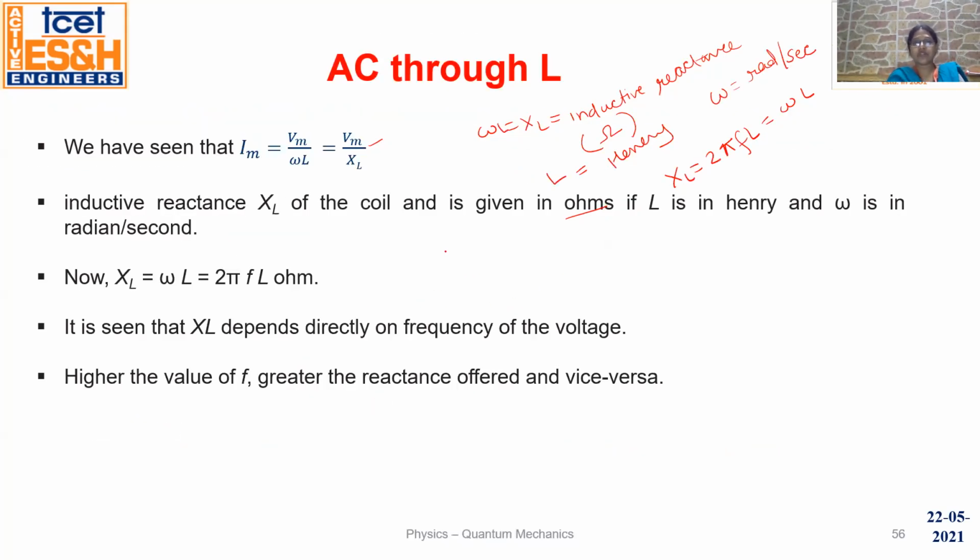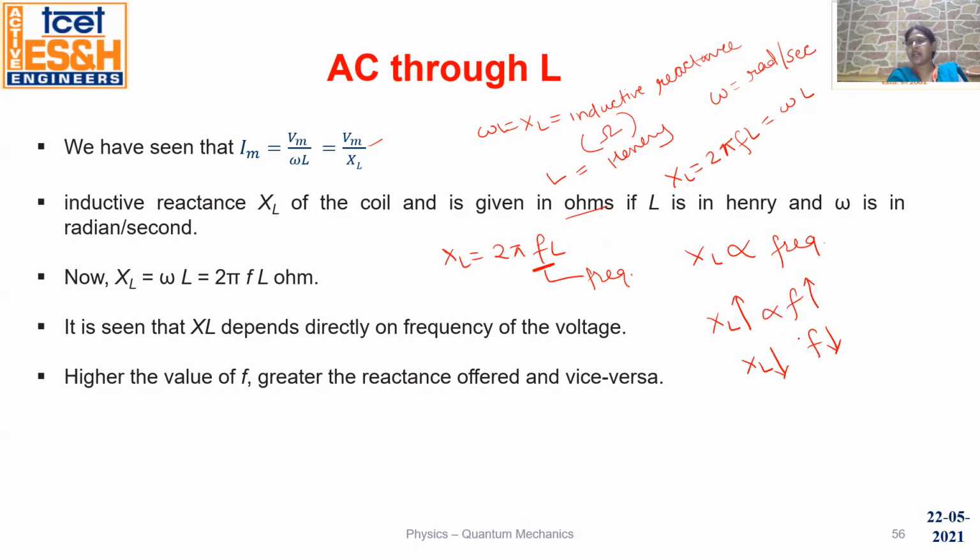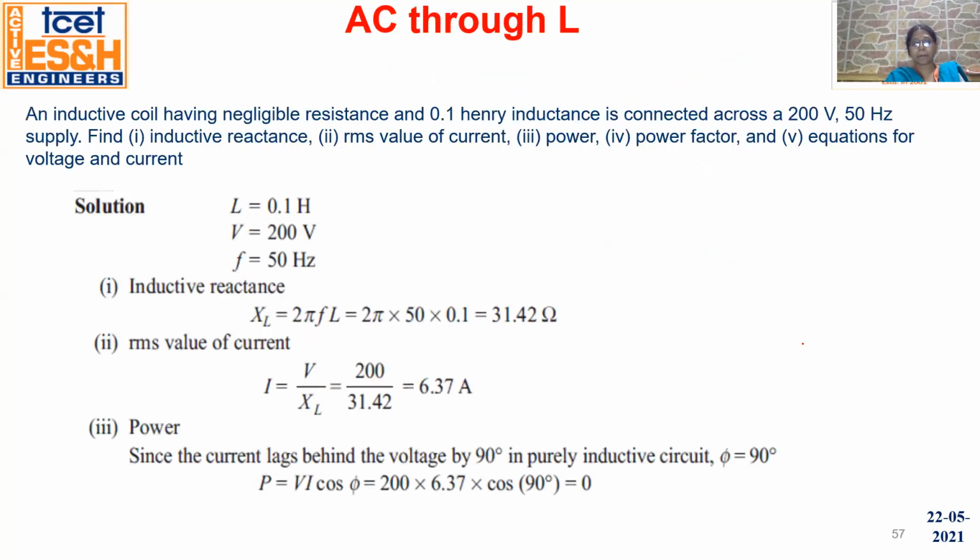So when you see the formula XL is equal to 2 pi FL, it means that it directly depends on frequency. XL is directly proportional to the frequency. If frequency is greater, then XL also increases. If frequency is lower, then XL decreases because it has a direct relationship.